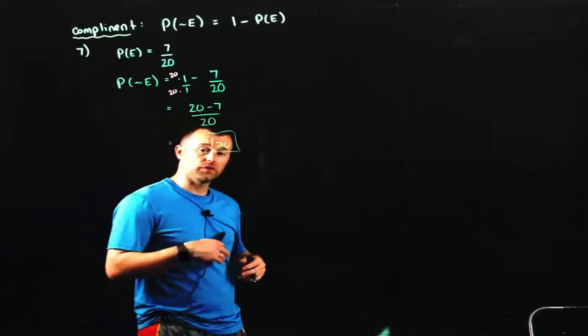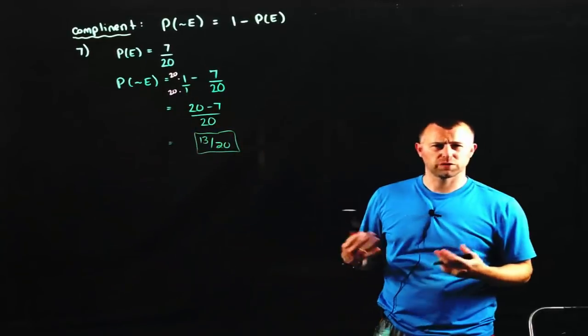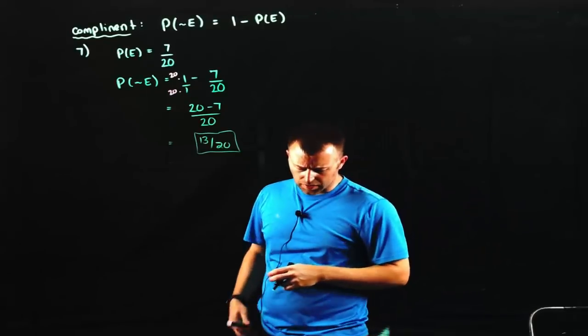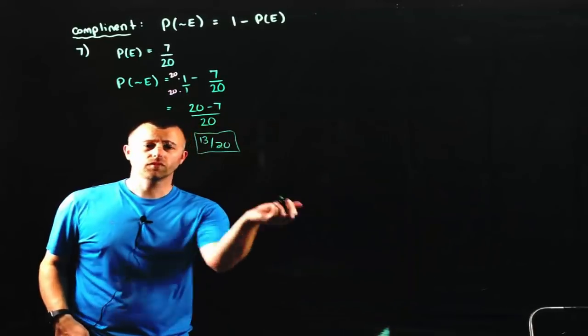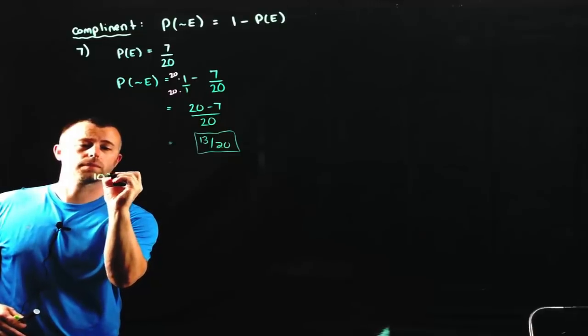So that's the probability of it not happening. Very straightforward if you think about it, just subtracting. And then number 10, I'll do that one right down here.